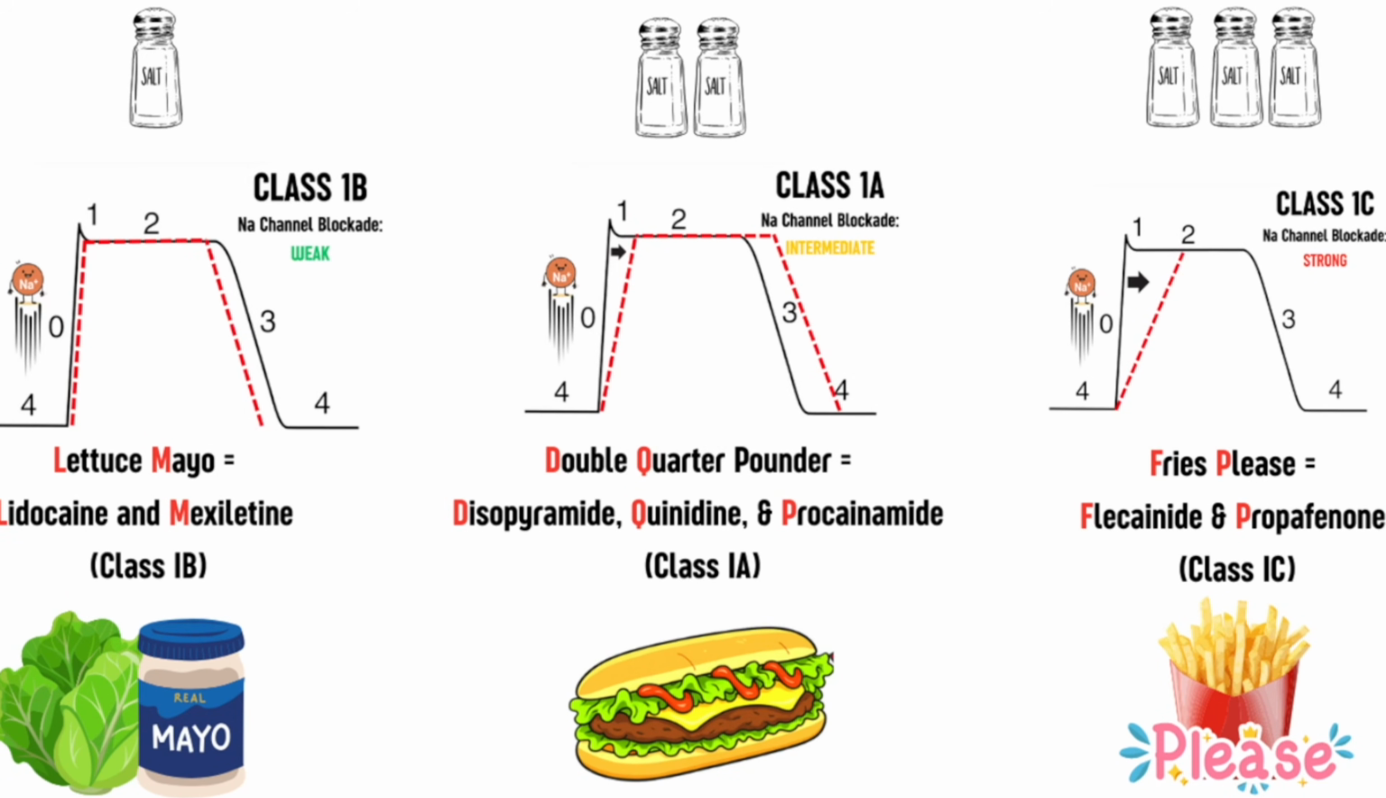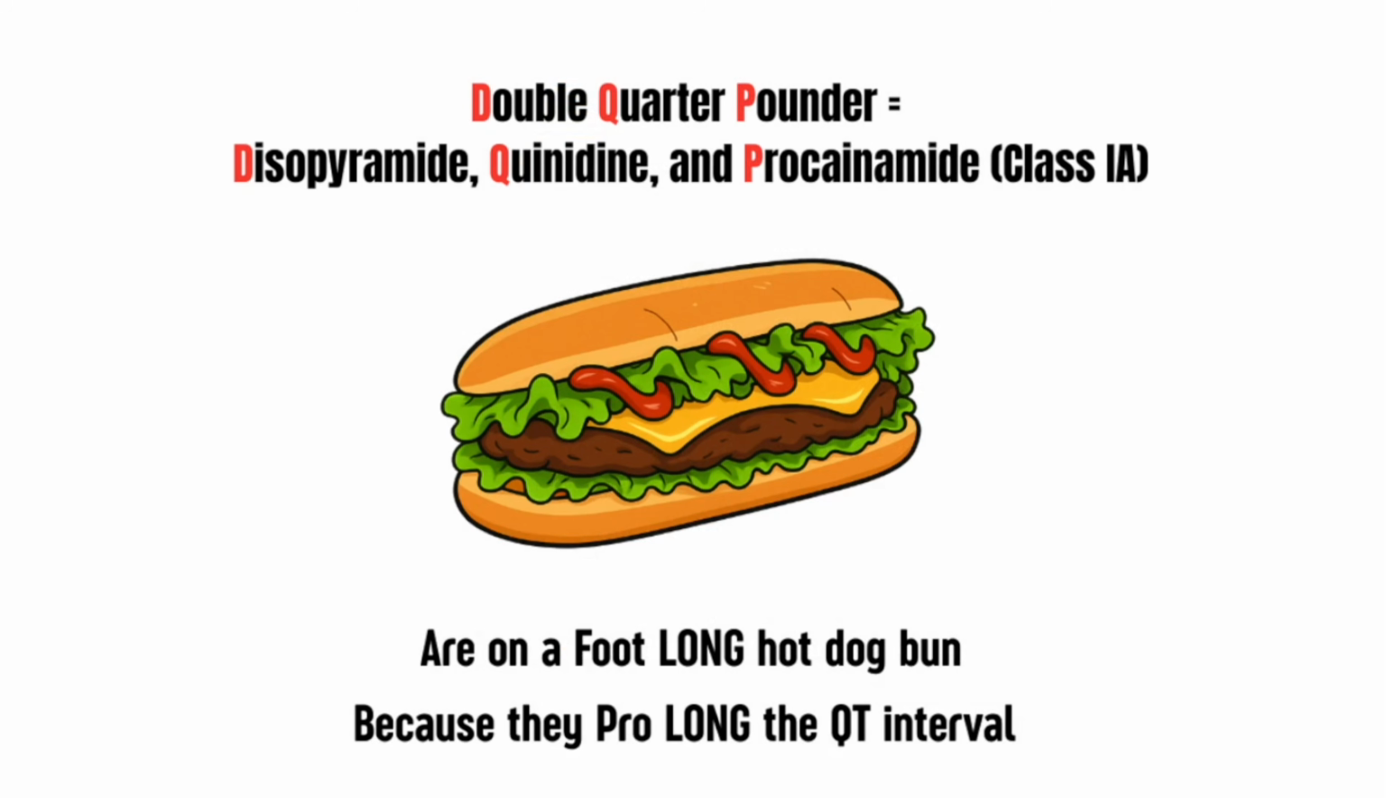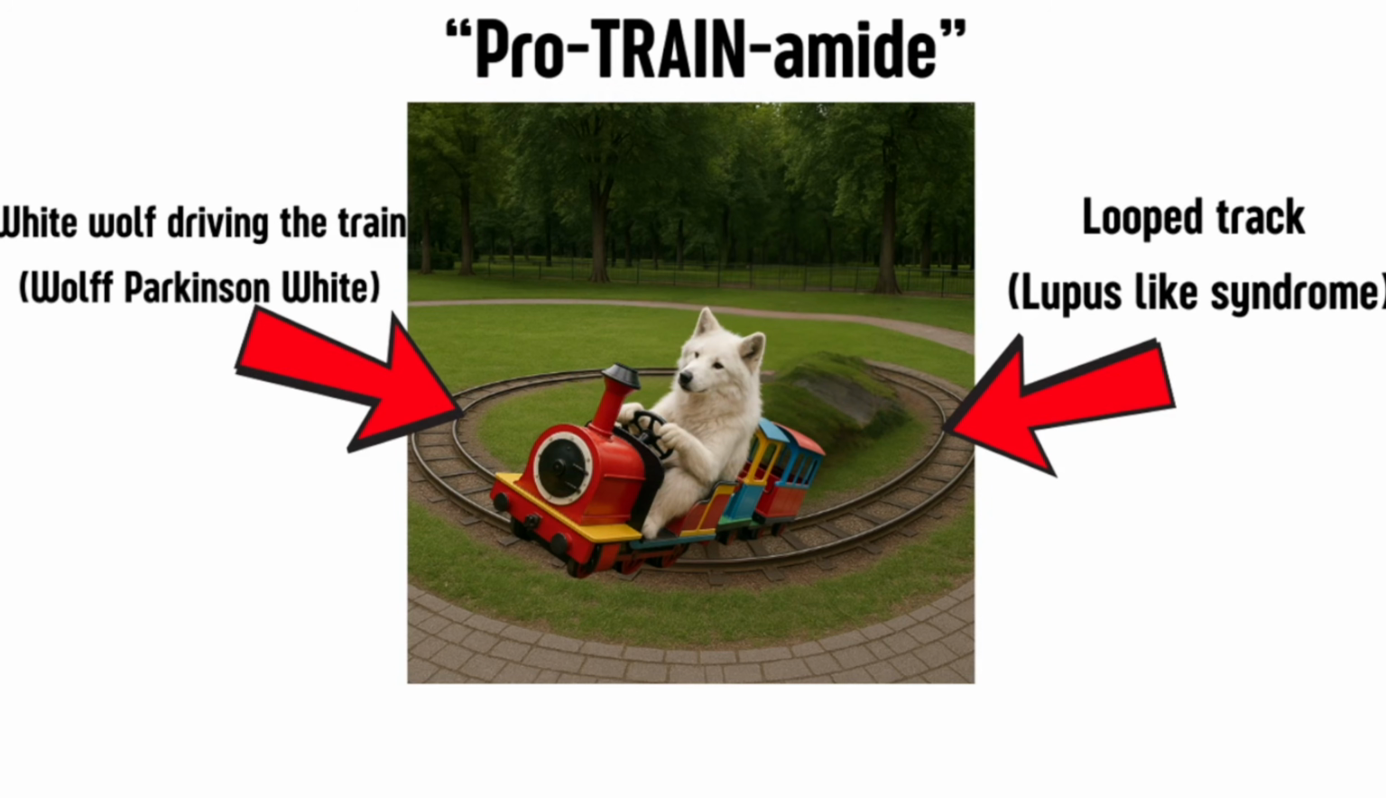Remember, Class 1 has 3 subclasses: Class 1A, disopyramide, quinidine, procainamide; Class 1B, lidocaine and mexiletine; Class 1C, flecainide and propafenone. Remember your double quarter pounder, lettuce, mayo, fries, please. Remember our Class 1A meds, double quarter pounder, are on a foot-long hot dog bun to help you remember the Class 1A drugs prolong the QT interval. Super important. Don't forget about procainamide, aka protrainamide, your white wolf driving a train on a loop track: wolf, Parkinson, white, and lupus.